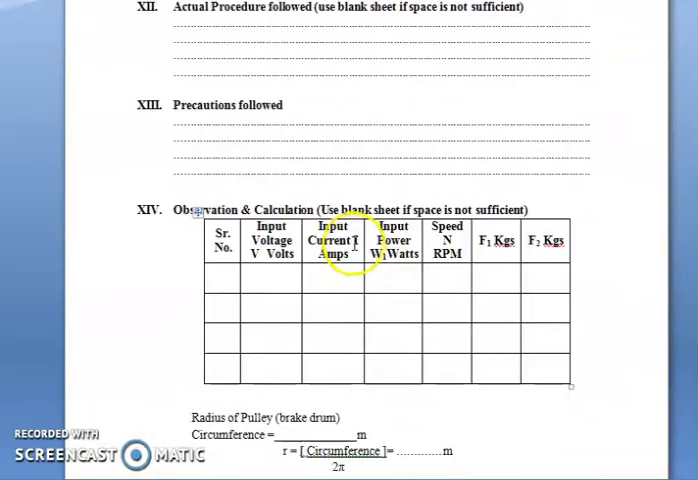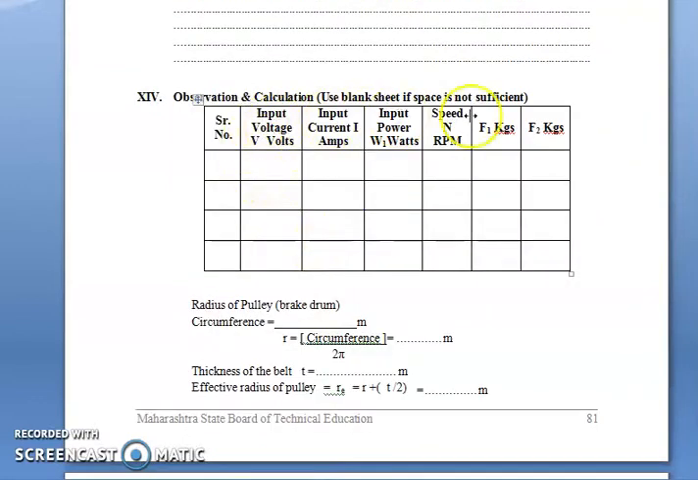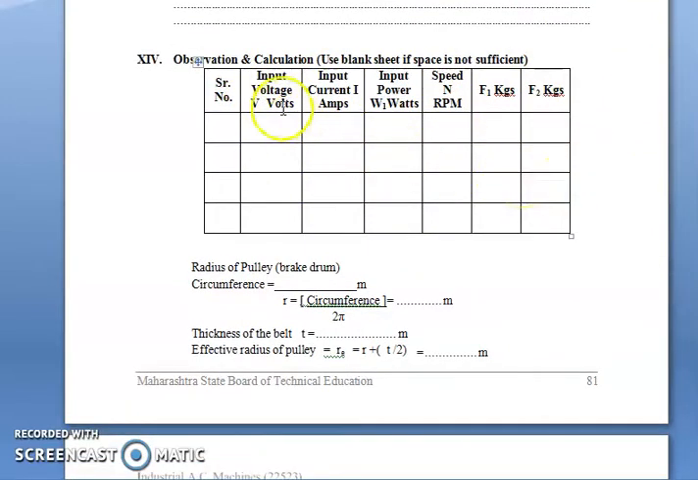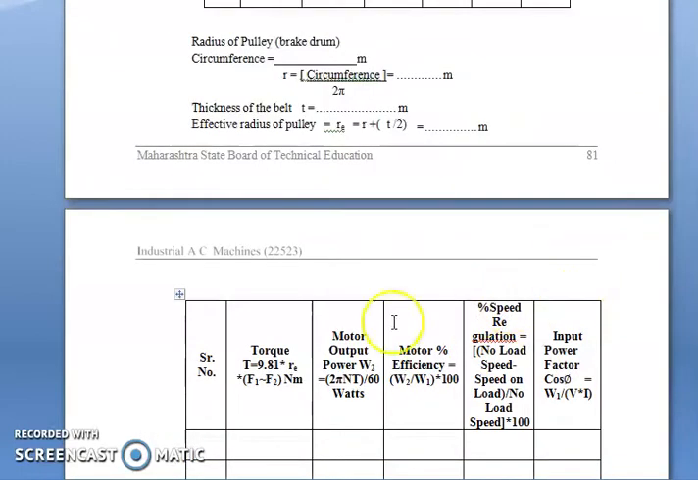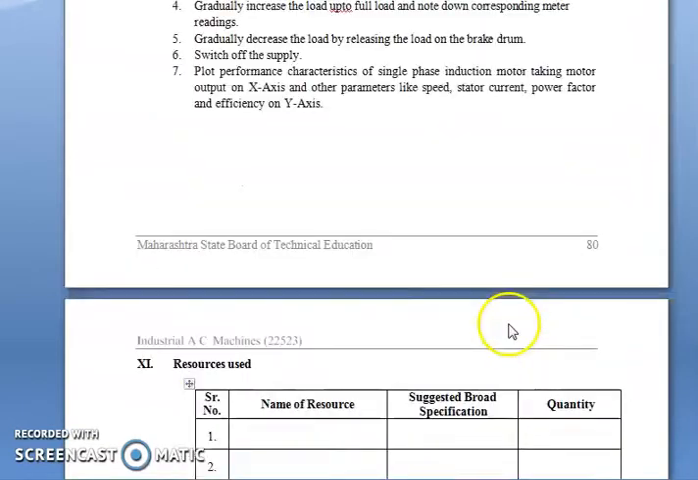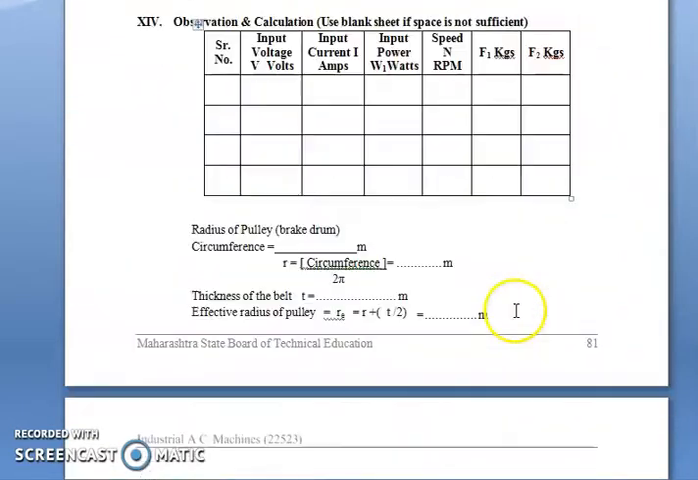Whatever data is obtained from all these things is used to calculate the different circuit parameters of the single phase induction motor. Here are the torque formula, motor output formulas, motor efficiency, speed regulation, and input power factor, that is cos phi. Whatever data we obtain is used to calculate all these things, and after that we go for the results.